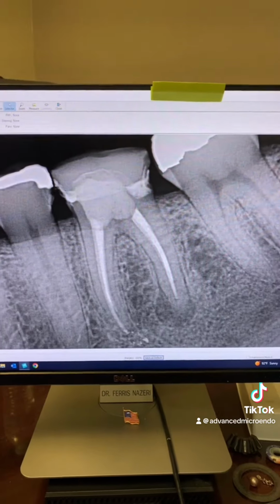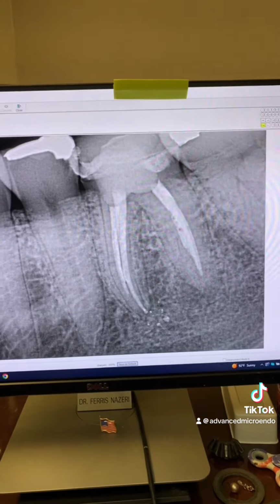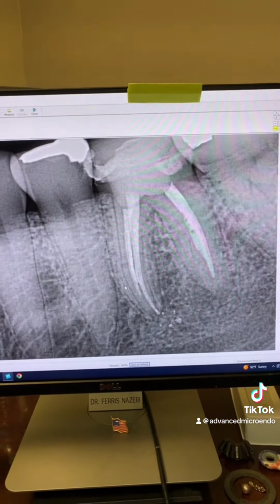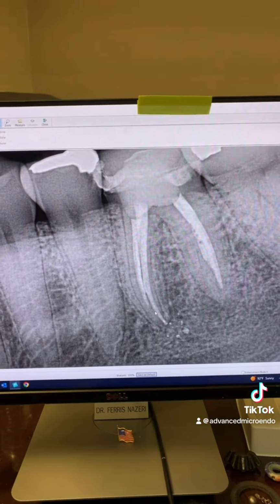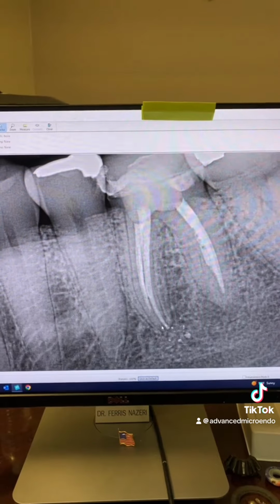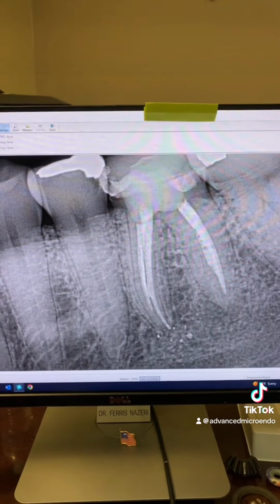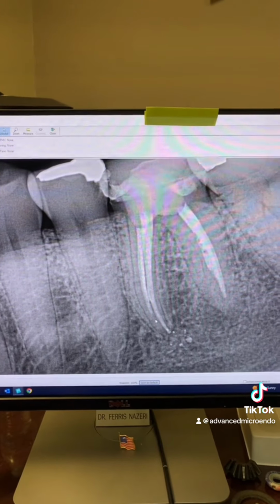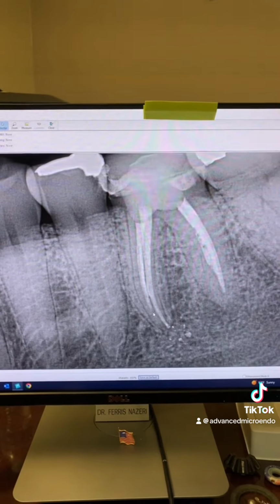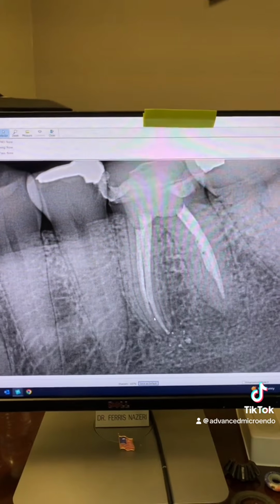Okay, so let's look at another angulation. And you can see that here, the mesiolingual is also filled short. Mesiolingual is filled short, but you can see there's no periapical radiolucency. There's no infection here. Why? Because you got lucky, or she. No microorganisms in this space.